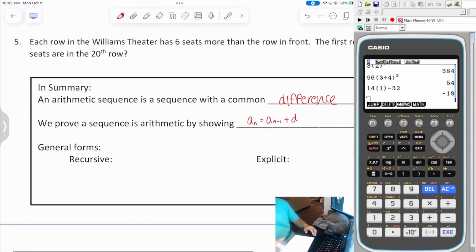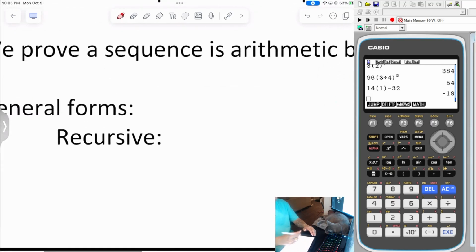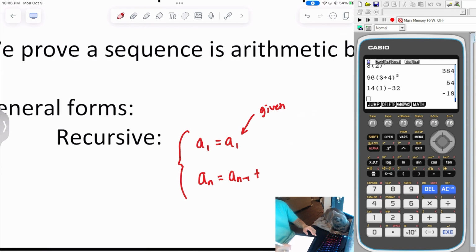Let's take a moment and write some of the general forms. We've already seen the recursive one. Let's rewrite it again. Typically, they give you one of the numbers of your sequence. So we'll say a sub 1 is equal to a sub 1, where, of course, this particular number here is given to you. Followed up by the instructions of your sequence. So they might give you one of the terms, and then it'll tell you exactly how to find the rest of the terms. So a sub n is equal to a sub n minus 1 plus d.